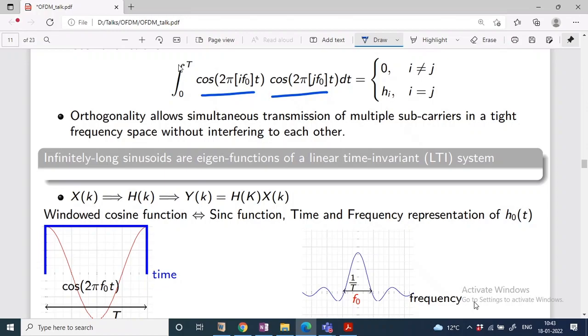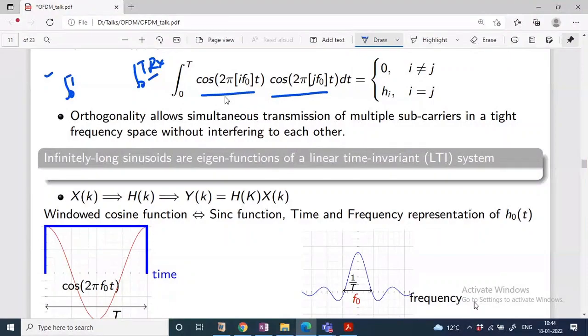So it is clear why we consider the cosine signals: cosine signals will not distort. It means that the orthogonality at the transmitter is also preserved at the receiver side, because their shape is not distorted. Cosine is going to receive cosine. So that is a good thing.